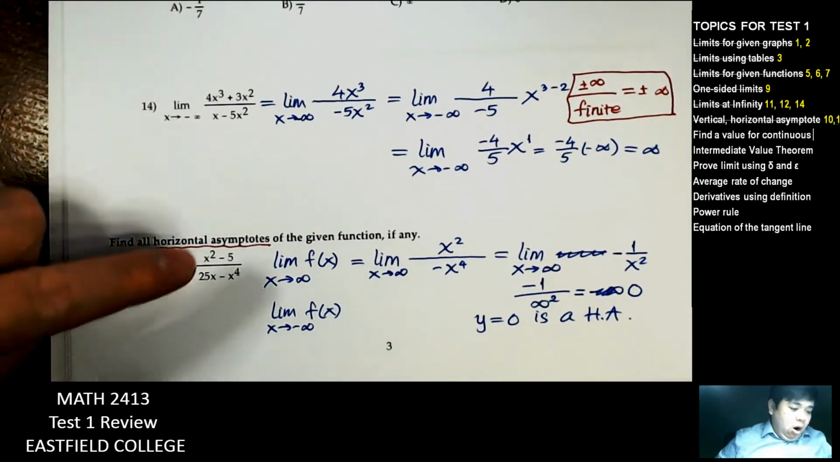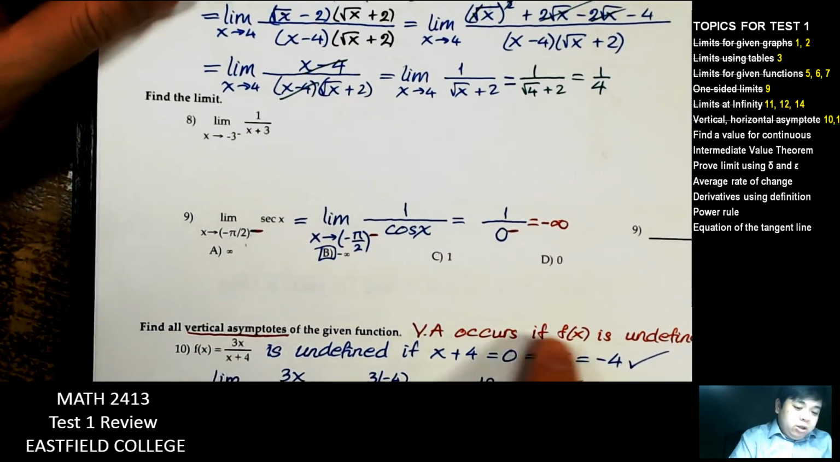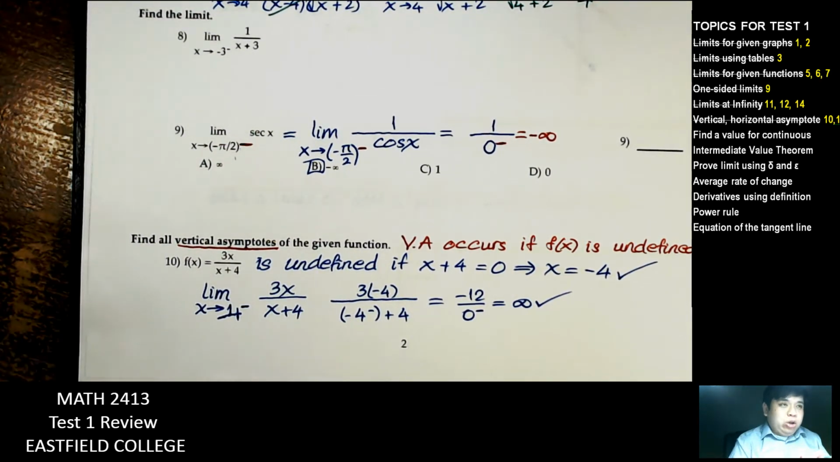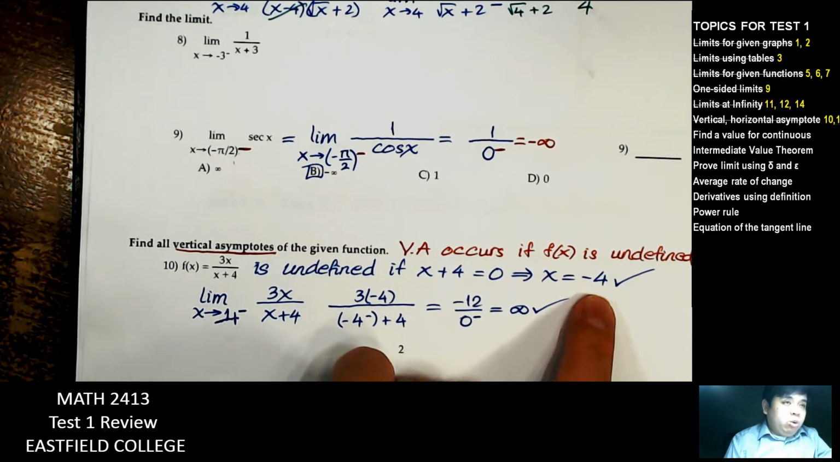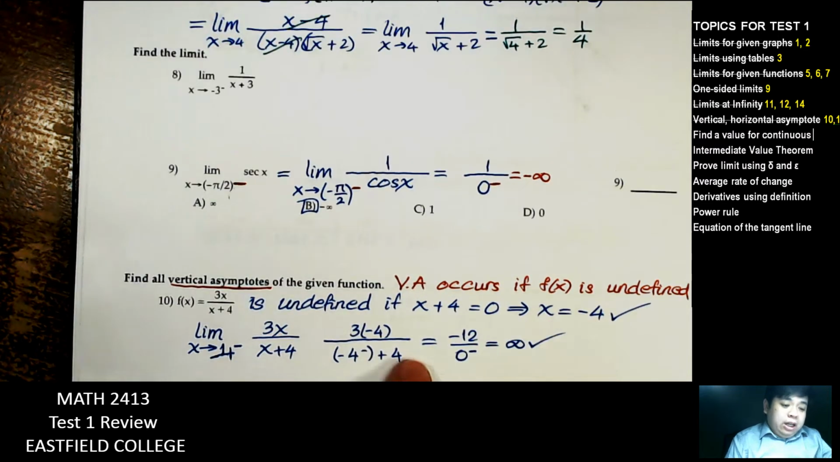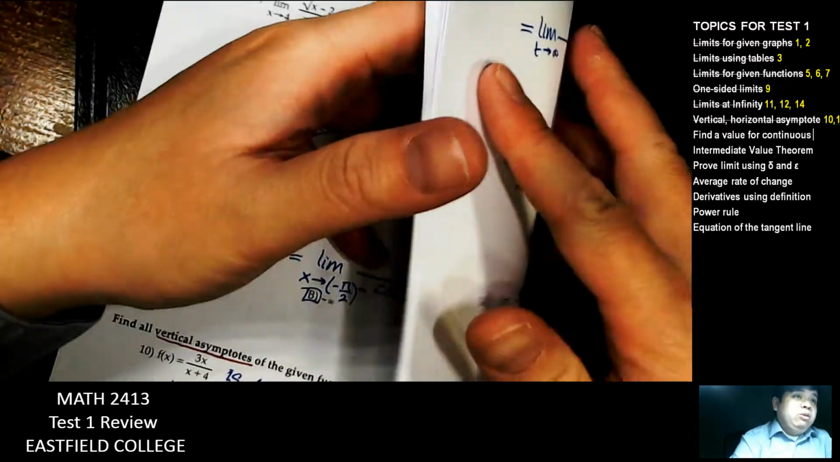So for the horizontal asymptote, just find the limit when x goes to infinity or negative infinity. For the vertical asymptote, the function must be undefined, so there's a gap, and then potentially the vertical asymptote. But the limit when x goes to that number must be infinity or negative infinity.